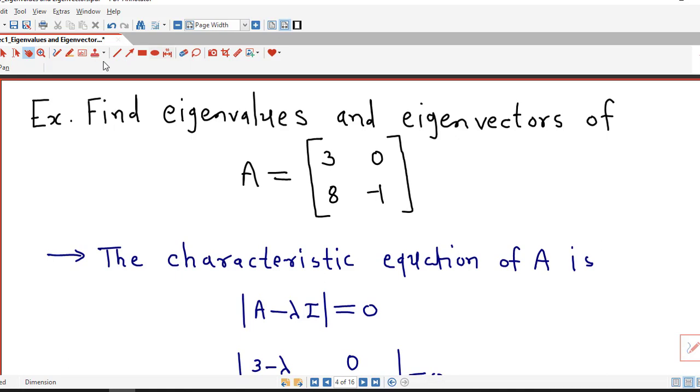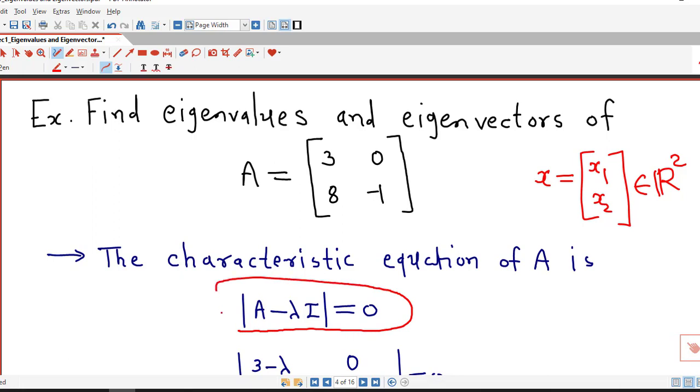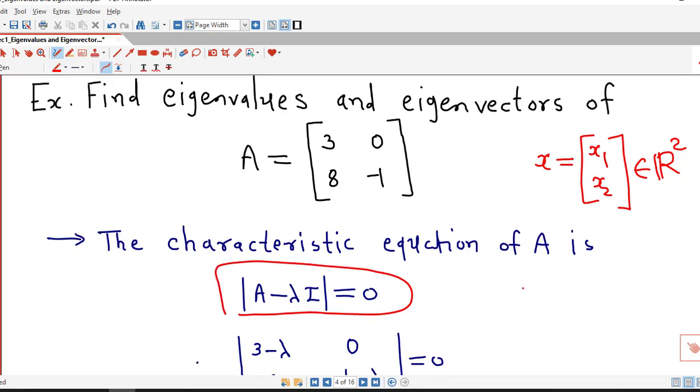So as we discussed, because this matrix is a 2 by 2 matrix, an eigenvector will be a vector in 2-dimensional space, that is R2. So we will find eigenvectors which have two components x1 and x2. The first step is to solve the characteristic equation, determinant of A minus lambda I equal to 0.